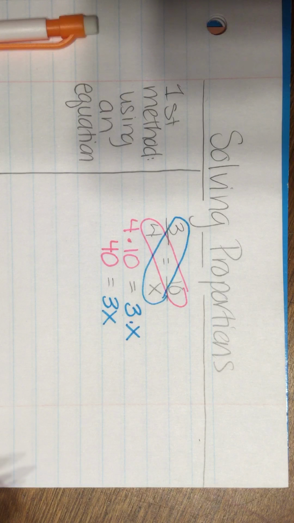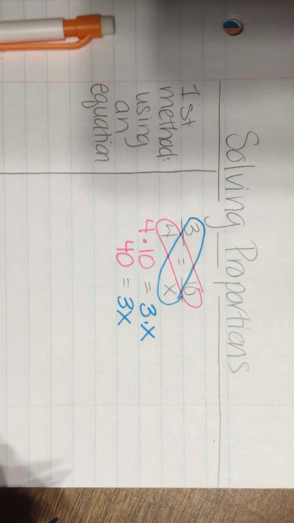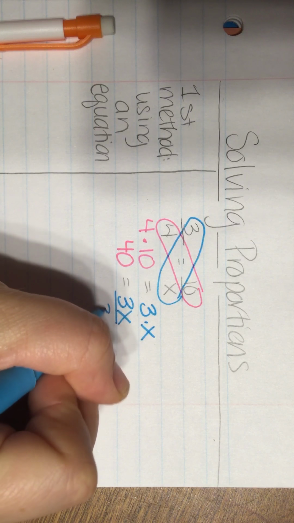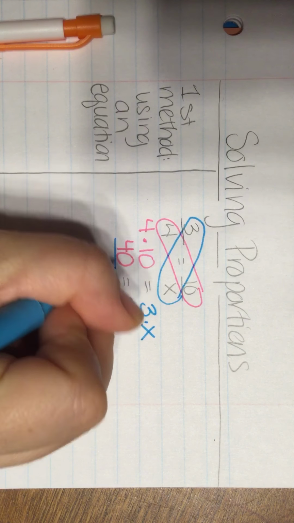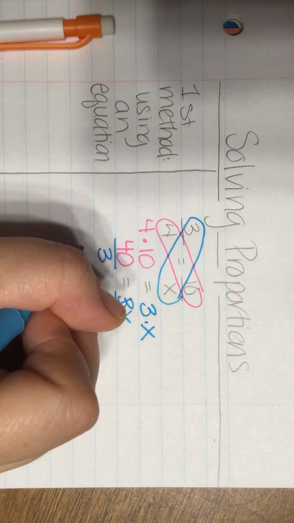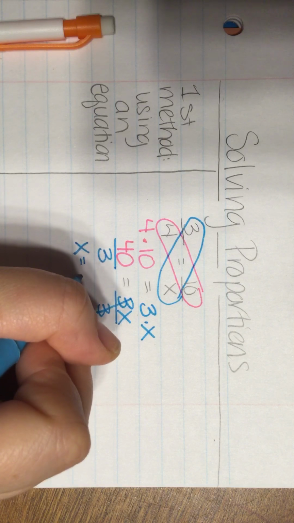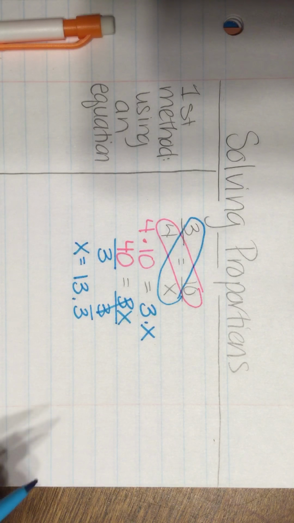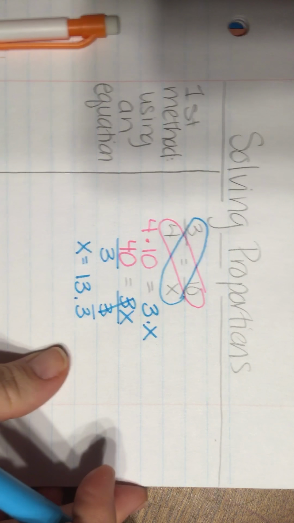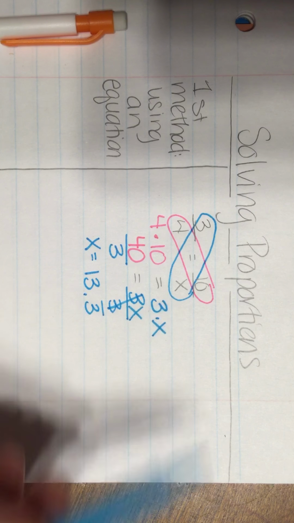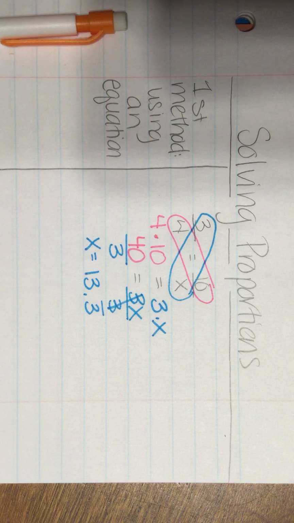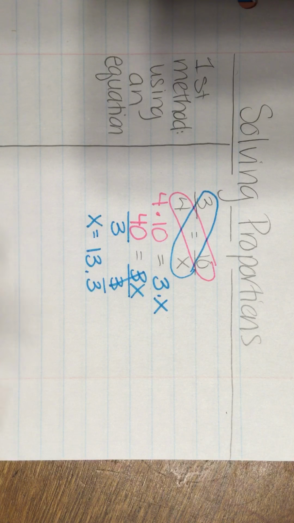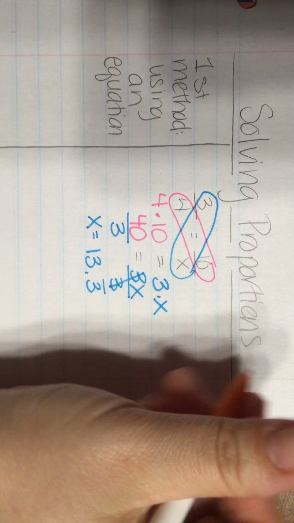Now you know solving multiplication problems, all you have to do is the inverse, and the inverse of multiplication is division. So we're going to divide by 3. And we're going to get x equals 13.3 repeating, or 13 1/3, whichever way you want to do it. Okay, so that will solve our proportion and give us an answer. So that's one way to do it. I'm going to show you just one more example of that really quick.